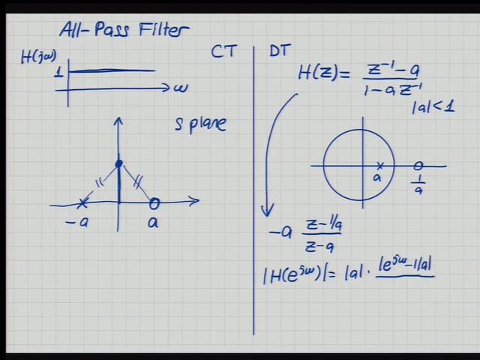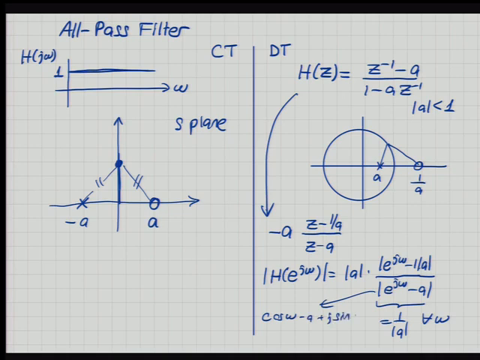And then e to the j omega minus A. So we're looking at the ratio of these two things, okay? And that ratio doesn't look like 1, but it turns out it's a constant, and that constant is 1 over A, okay? So I claim this is 1 over A for all omega, right? The reason is you can write them out explicitly. So for this guy, you have cosine omega minus A plus j sine omega.